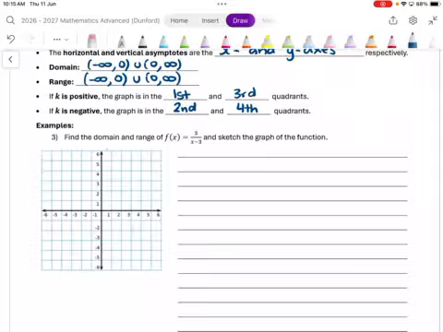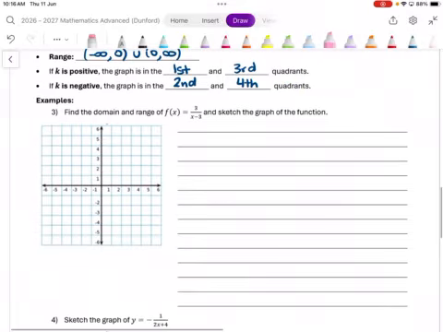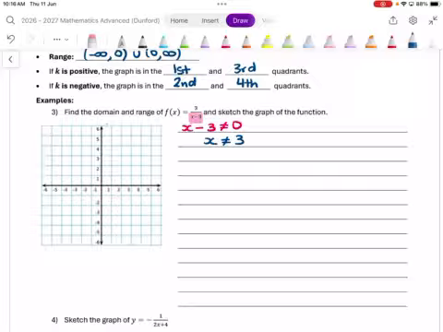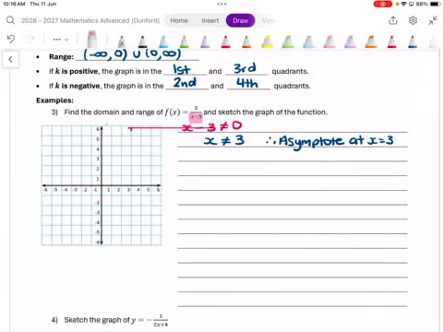So, example 3, we're going to find the domain and range of our function 3 over x minus 3 and sketch the graph of the function. Now, the first thing that we need to look at is our denominator can't be 0. So what that means is that our x minus 3 cannot equal 0. So that tells us that x cannot equal 3, because if we plus our 3 to the other side. This therefore means that we have an asymptote at x equals 3. Okay, so at x equals 3, which is a vertical line, we have an asymptote there.